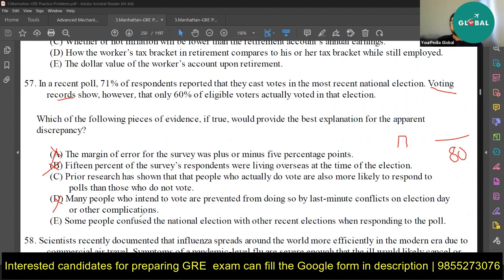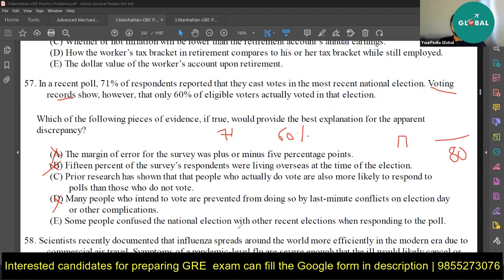Do you understand why? Or are you confused? Sir, please explain D again. Okay. So D is just giving you an explanation why people did not vote. And it's not giving any information regarding why this is 71% and why this is 60%. They're just saying people who did not vote, did not vote because they had a conflict on election day. So this is not solving the exact paradox which we are getting here. So out of context, I would say this is not solving our purpose.